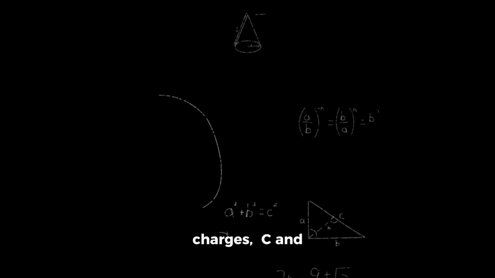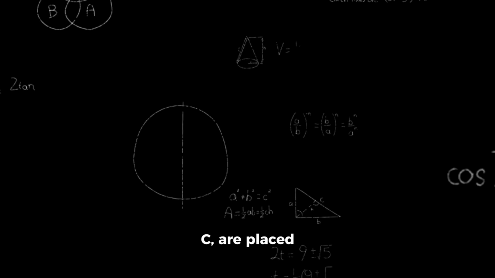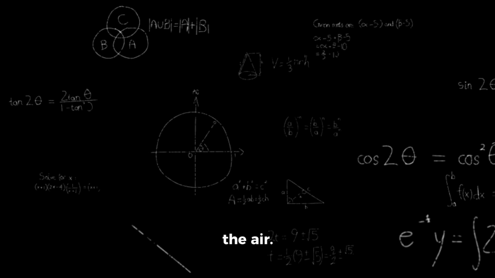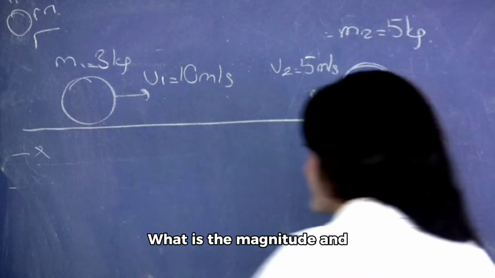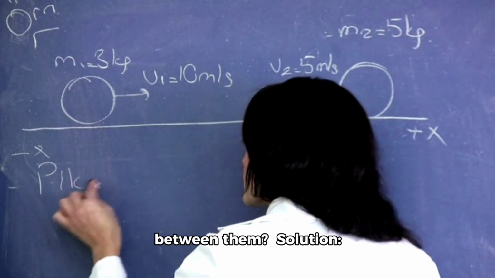Example 2, repulsive force. Problem. Two charges, +5.0 microcoulombs and +2.0 microcoulombs, are placed 0.1 meters apart in the air. What is the magnitude and nature of the force between them?